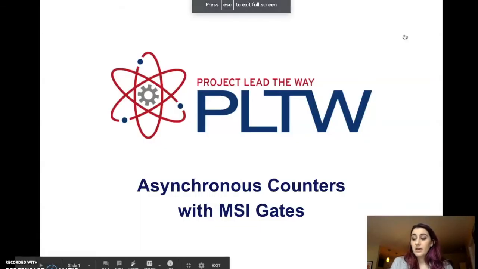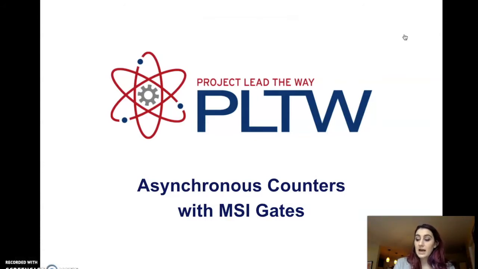So today we're going to be talking about asynchronous counters with MSI gates. Before we left for our 2-week hiatus, we were looking at asynchronous counters that had small scale integration, or SSI. This meant that we were using things like flip-flops to achieve our desired results. We're now moving on to medium scale integration, or MSI, where specific chips are used to accomplish the same tasks that we saw with those SSI.